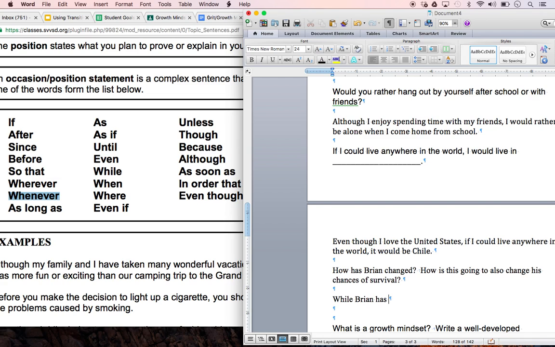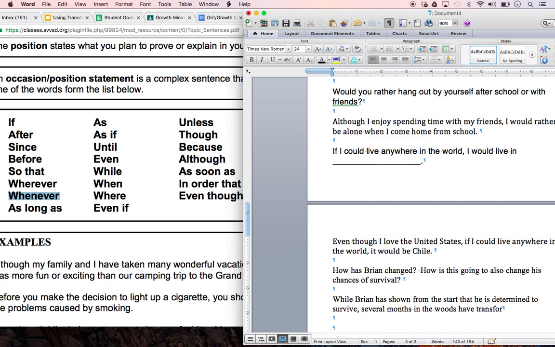While Brian has shown from the start that he is determined to survive, several months in the woods have transformed him into a gritty, or you could say, if you just want to go with one, a resourceful survivor.